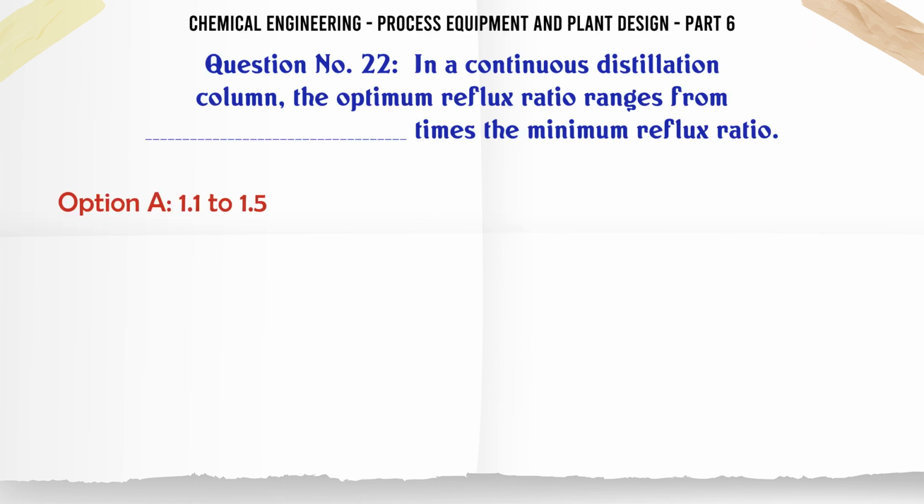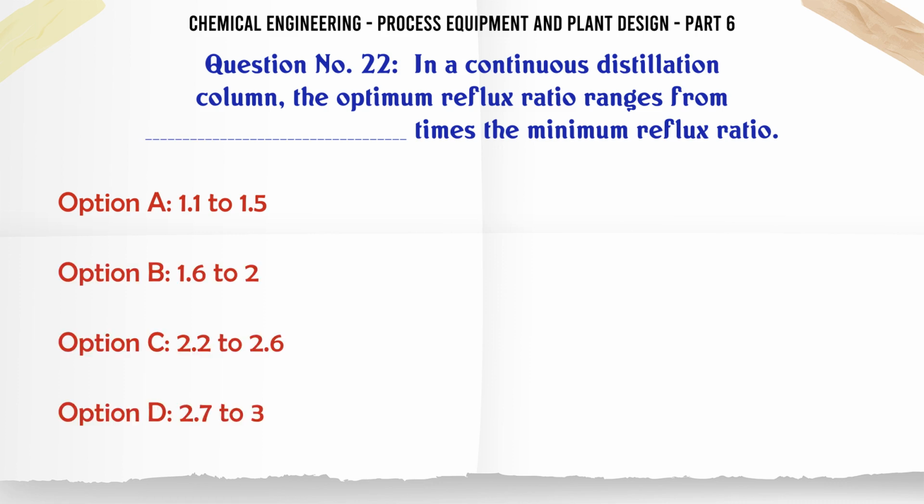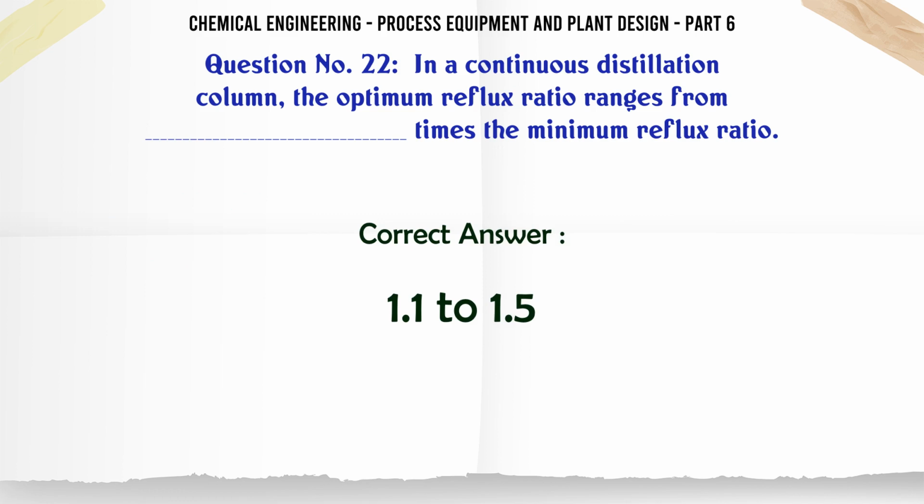In a continuous distillation column, the optimum reflux ratio ranges from blank times the minimum reflux ratio: A. 1.1 to 1.5, B. 1.6 to 2, C. 2.2 to 2.6, D. 2.7 to 3. The correct answer is 1.1 to 1.5.